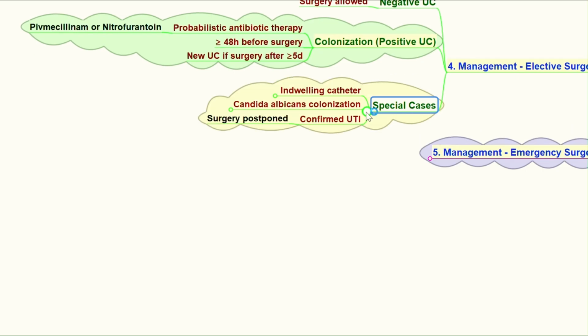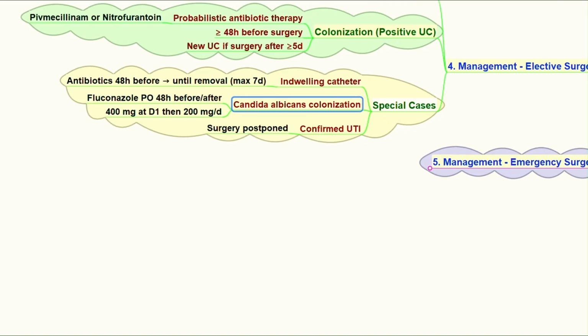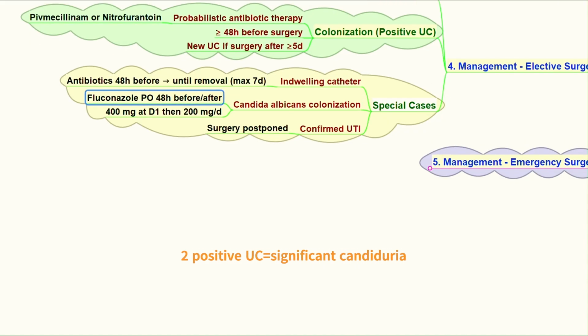For special cases, for indwelling catheter, antibiotic 48 hours before and to be continued until removing with a maximum of 7 days. For Candida albicans colonization, the diagnosis requires 2 positive urine cultures. Here, antifungal therapy 48 hours before and 48 hours after surgery. Then, if we have a confirmed UTI, we postpone surgery.